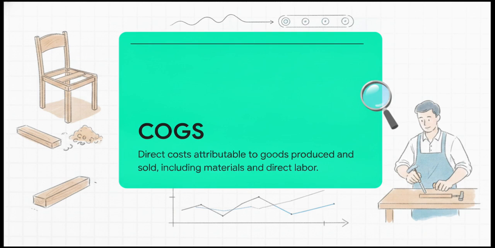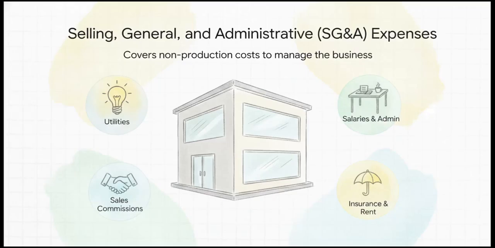We intentionally leave out general office overhead so we can isolate pure production efficiency. Those remaining everyday costs fall under SG&A, selling, general, and administrative expenses. This is the stuff you need just to keep the lights on and manage the business. We're talking executive salaries, office utilities, store depreciation, and insurance. These are the inescapable daily operational costs of keeping the doors open.